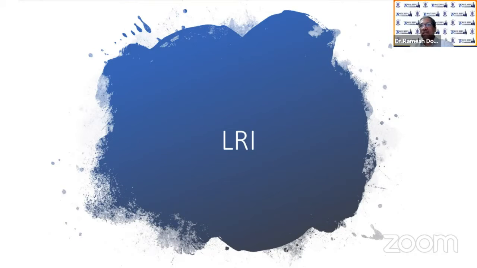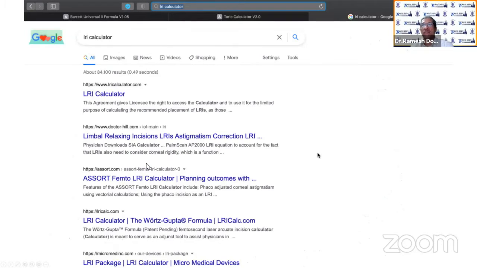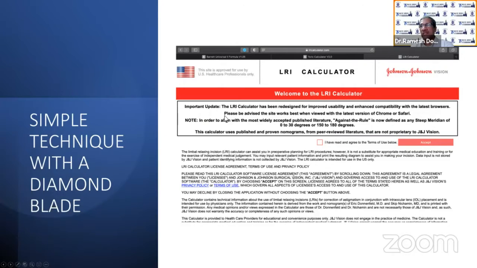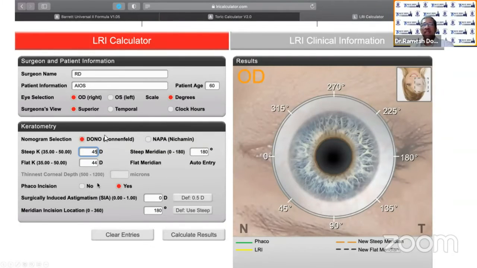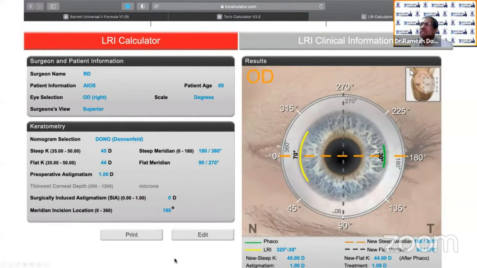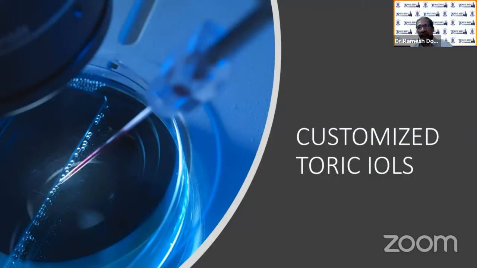LRIs are an option when the patient cannot afford to have a toric lens implanted. Please go online and type in LRI calculator. It is maintained by Johnson & Johnson. It is free. They don't own the software behind it. I use the Donnenfeld nomogram. I don't use an APA. Once you enter the K1, K2, your SIA and the location of your incision, you'll get a beautiful picture. This is a picture of the face. This is the right eye. We are making a temporal incision. In this particular example, it's asking me to make a 70-degree nasal LRI, which you can do with your diamond knife. So this is as far as LRI is concerned.